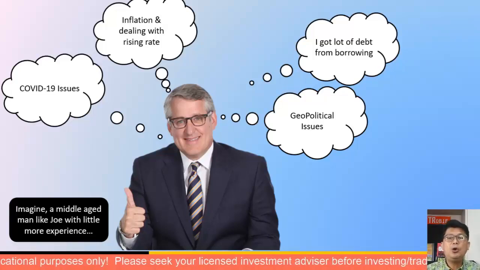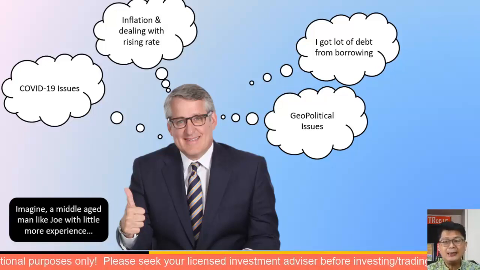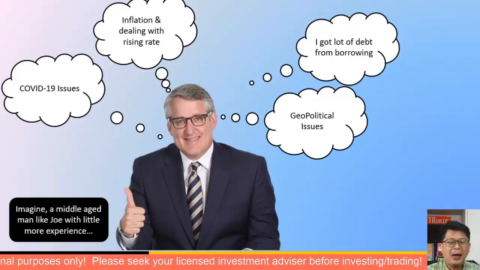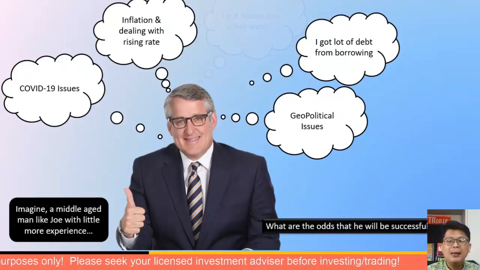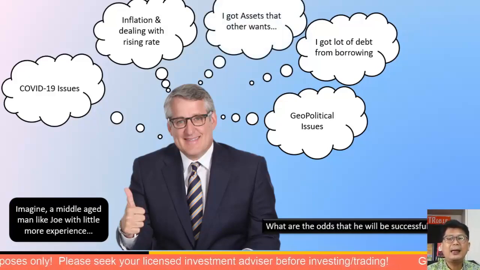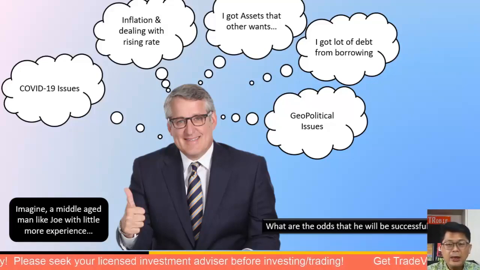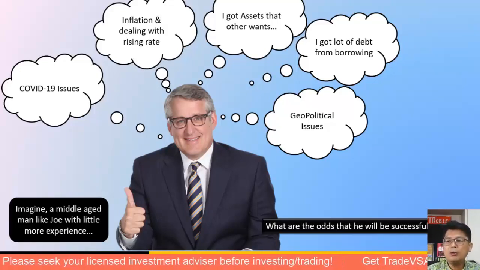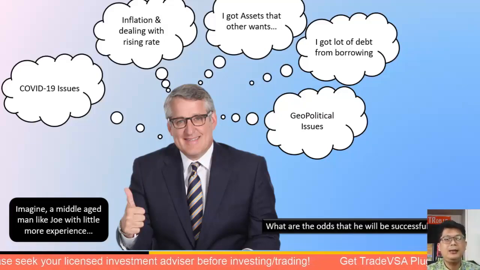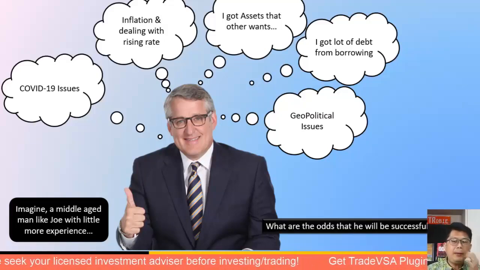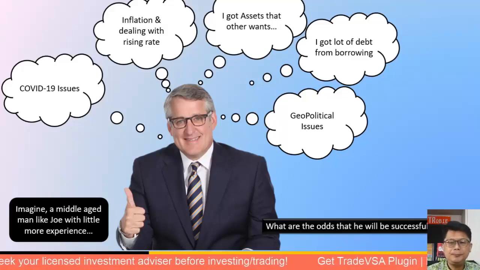But at the same time, compared to Cairo, Joe has more debts because he has lived longer, I suppose, and he got a lot more debt from borrowing. But one thing he has that Cairo doesn't is that he got a lot of assets that other people wanted. Some of those assets could be skills, could be knowledge. Now, what about his odds of being successful going into the future? Compared to Cairo, what do you think? Compared to Joe or compared to Cairo, what do you think of these two persons?